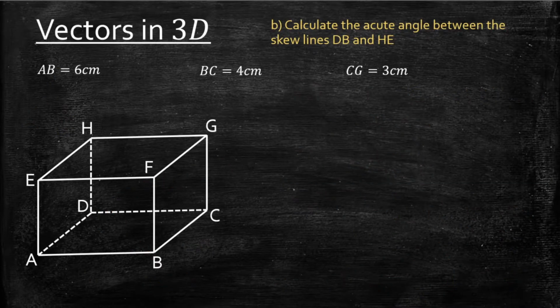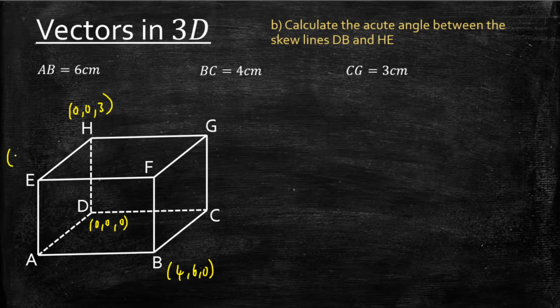Alright, so in the second part of the question, we want to calculate the acute angle between the skew lines DB and HE. So again, what we need to do is figure out what all the coordinates of H, E, D, and B are going to be. We know that B is 4, 6, 0 from the previous question. We know that D is 0, 0, 0. H is 0, 0, 3 because it's going 3 up from the origin.